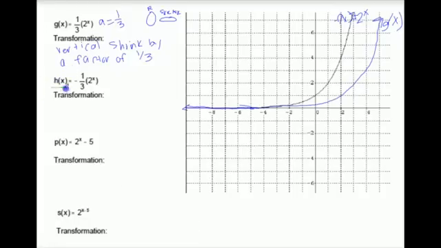All right, so the next one, h of x, equals negative 1/3 times 2 to the power of x. Now once again, 2 to the power of x is the same. The difference here though, our a value is negative 1/3. Now since a is negative, we first have a reflection over the x-axis, and then we also, just as we did with g of x, have a vertical shrink by a factor of 1/3.